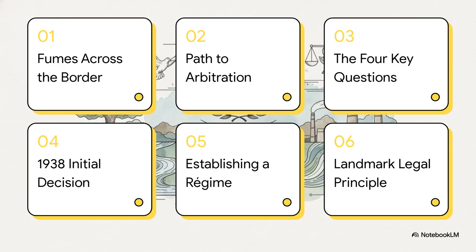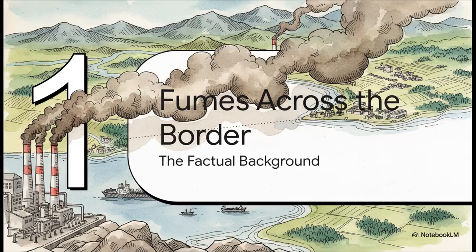So here's our game plan. First, we'll look at the facts on the ground, what was actually happening with the fumes. Then we'll follow the paper trail that led to arbitration. We're going to break down the 4 huge questions the tribunal had to answer, look at their first big decision in 1938, see how they created a permanent fix, and then the grand finale, the landmark legal principle that changed everything. Okay, let's set the scene.